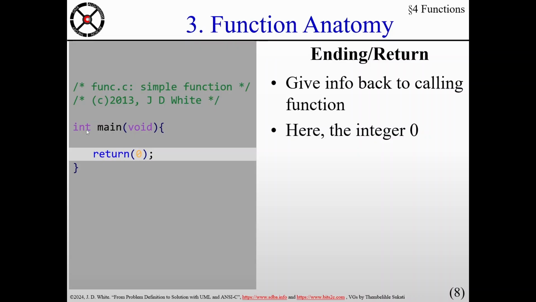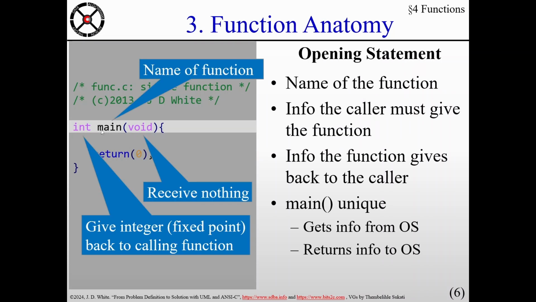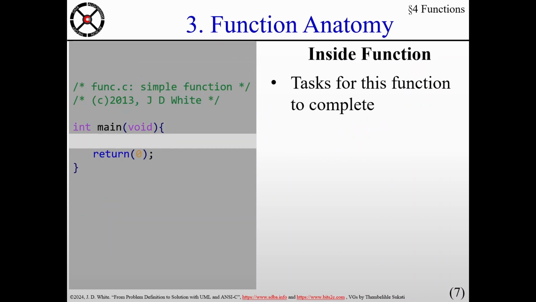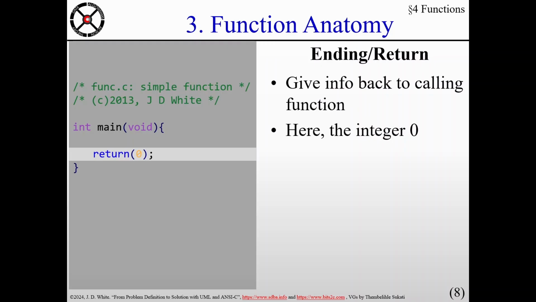I promised in the header I was going to give back an integer, so in this case I'm giving back the integer 0. So I have to return something, whatever I promised to return. If I promised to return an integer, I'll return an integer. If I promised to return a floating point value like a decimal point number, I would return a decimal point number here. So that would be the return of the function. So every function has an opening statement, tasks to complete in the function, and then a return at the end of the function.